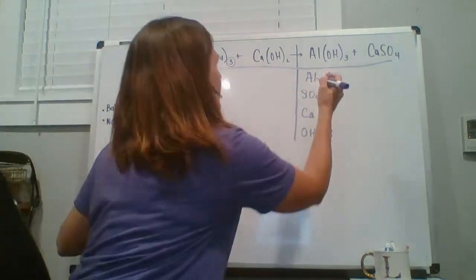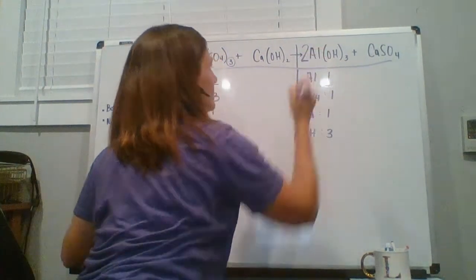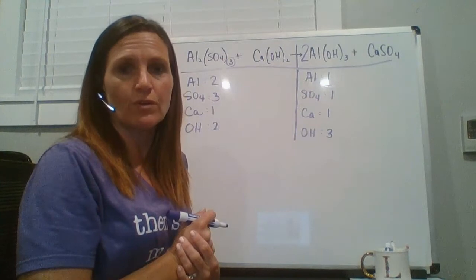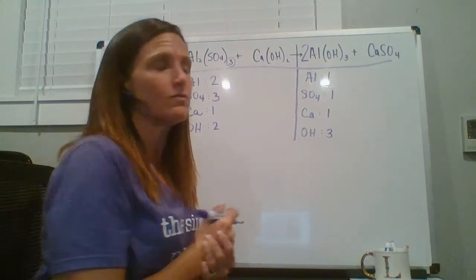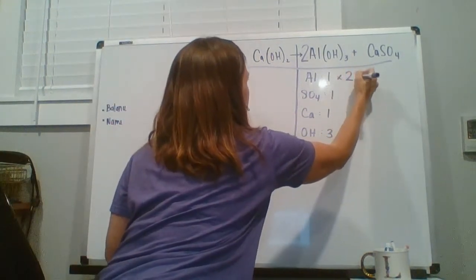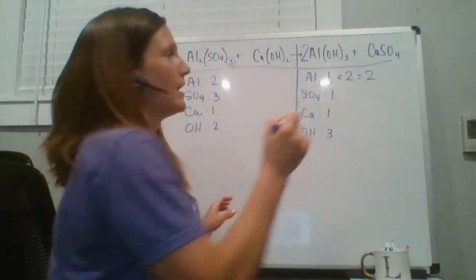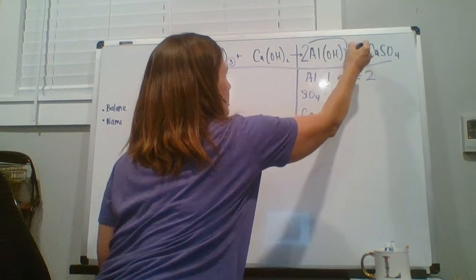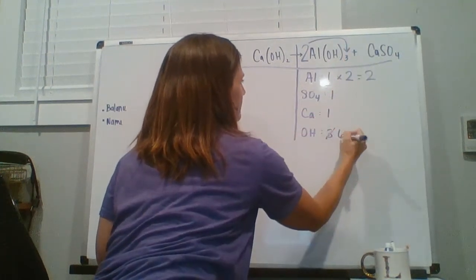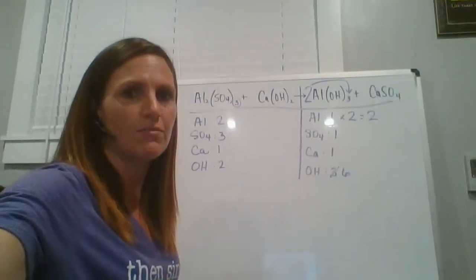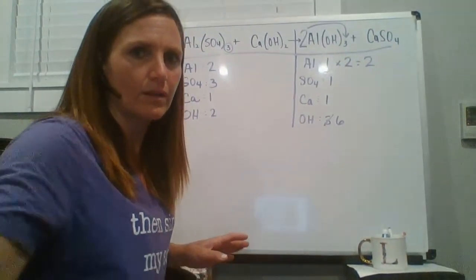Okay, so I would want to put a 2 here, a coefficient, that's the vocab term, coefficient of 2. So times 2 gives me 2 aluminums, and then that distributes to my hydroxides, remember? Making them 6. Okay, so my hydroxides have become 6. I know it's a little glary, sorry.